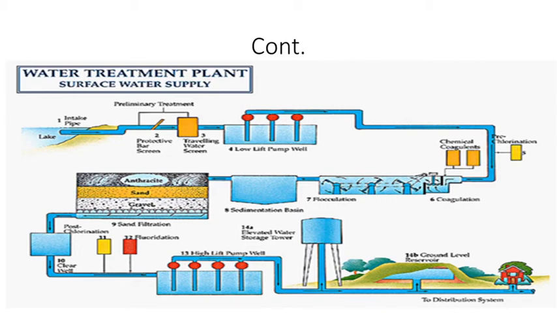The next one is potassium permanganate treatment. You can also add potassium permanganate for the killing of bacteria. Next, silver treatment, and the next one is ultraviolet treatment. That is UV rays, the UV rays plant.